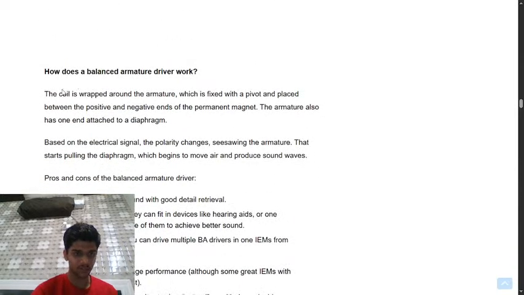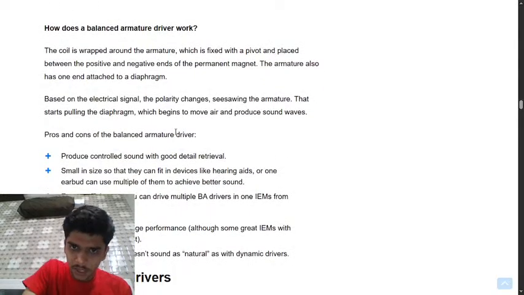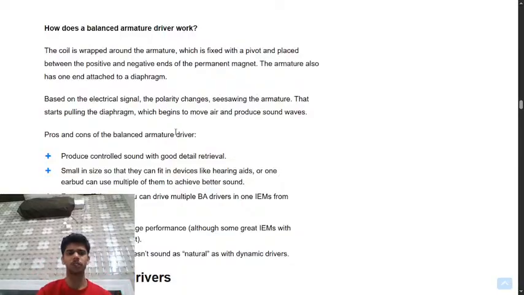How does this work? A coil is wrapped around the armature, which is fixed with a pivot and placed between the positive and negative ends of the permanent magnet. The armature also has one end attached to a diaphragm. Based on the electrical signal, the polarity changes, seesawing the armature, which starts pulling the diaphragm, which begins to move air and produce sound waves.